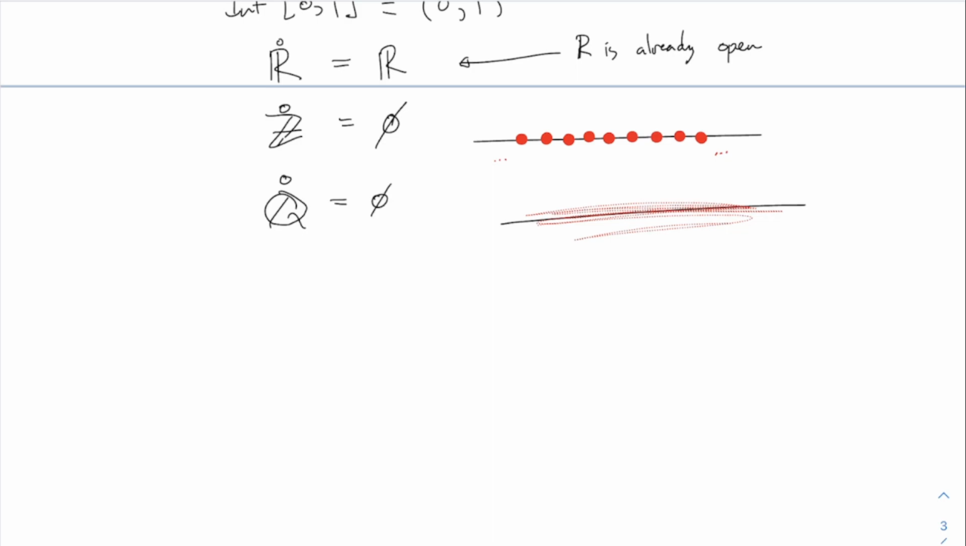Q is actually fairly extreme in this sense because Q has empty interior and it's also dense. So when you take the closure, you get everything. When you take the interior, you get nothing. So Q is both of those things. It is dense with empty interior. It is possible.